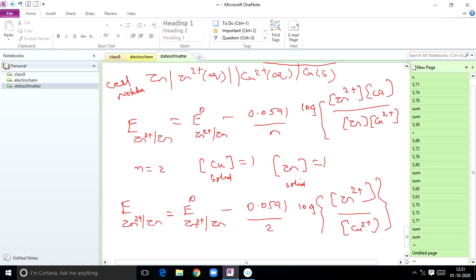So if you apply this one, what you are going to get? E cell is equal to E naught cell minus 0.0591 by 2. Actually, we can't apply like this. Wait, students. The actual expression will be this one. Oh, sorry, students. Wait. Directly I did. Sorry for the inconvenience. This total we have to erase. I am very sorry.